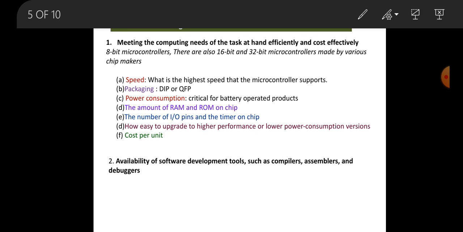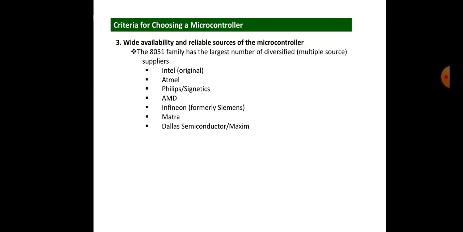Then the availability of software development tools, whether readily available, plus any expertise either in-house or outside, has to be checked. Plus the third criteria is that whatever the microcontroller, it should be readily available at present as well as in future. That is what we call wide availability of reliable sources of the microcontroller.